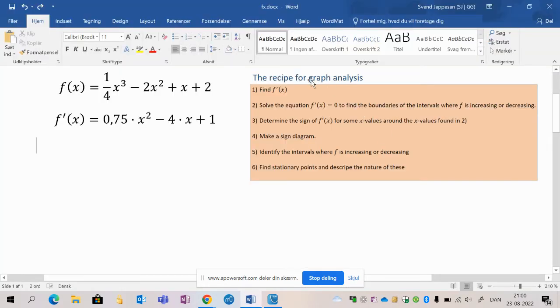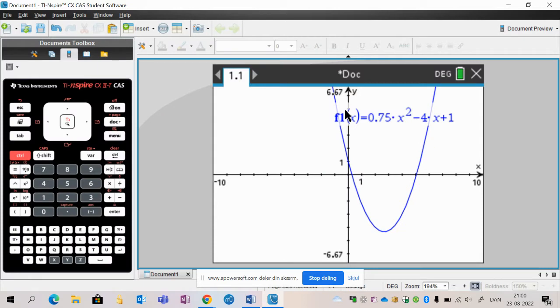So what are we supposed to do? Well, let's follow the recipe. We found f dashed. What we want now is to solve where f dashed equals 0, and we will do that using Nspire. When does f dashed equal 0? When it has a zero, and that means when it hits the x-axis. We can already see that there are two zeros here, but we might not be able to read them very accurately. So we want to use Nspire to find the actual zeros.